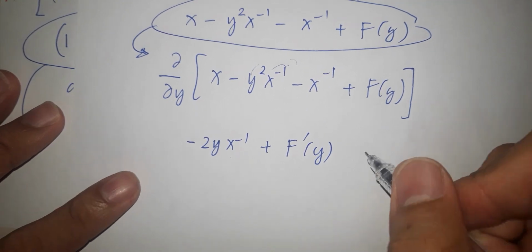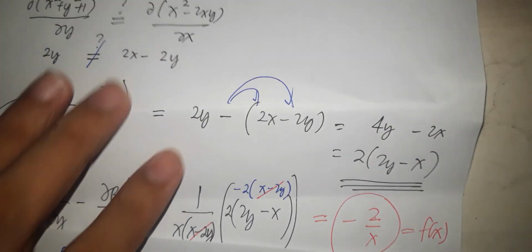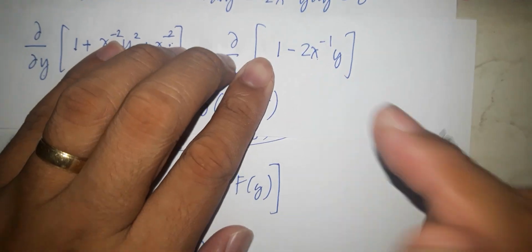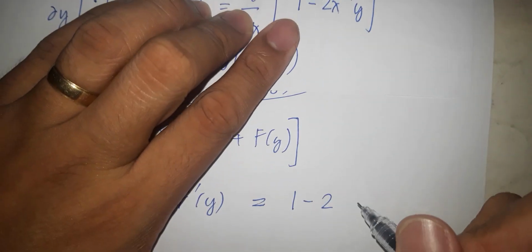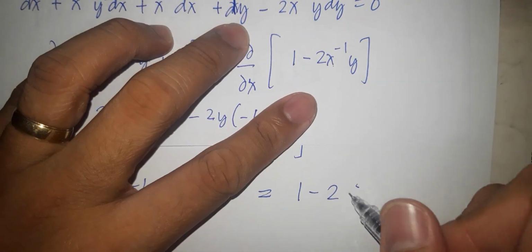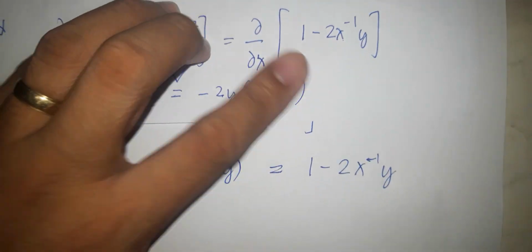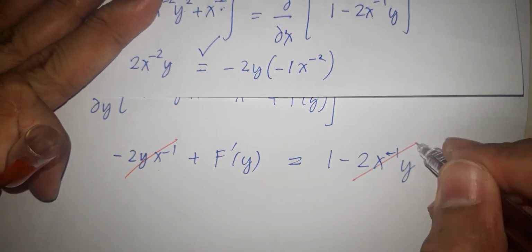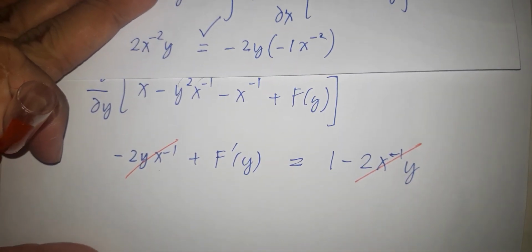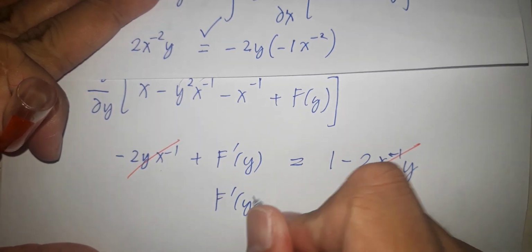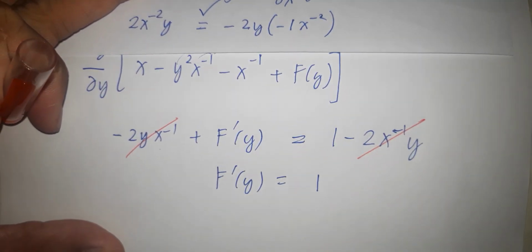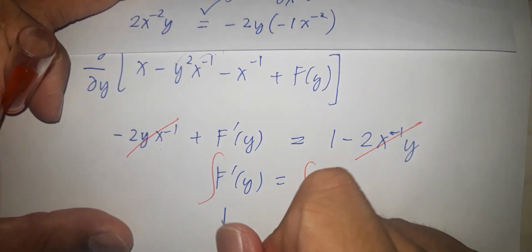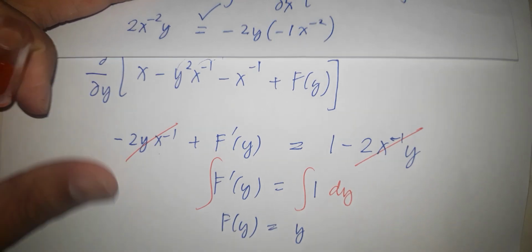So, saan natin to i-equate? I-equate natin to kay b. Ano yung b natin dito? Ang b natin ay 1 minus 2x raised to negative 1 of y. Then, pag transpose natin siya, makakancel out yan. So, then f prime of y is equal to 1. Then now, to solve for the value of f of y, we have to integrate that with respect to y. Then f of y is equal to y.